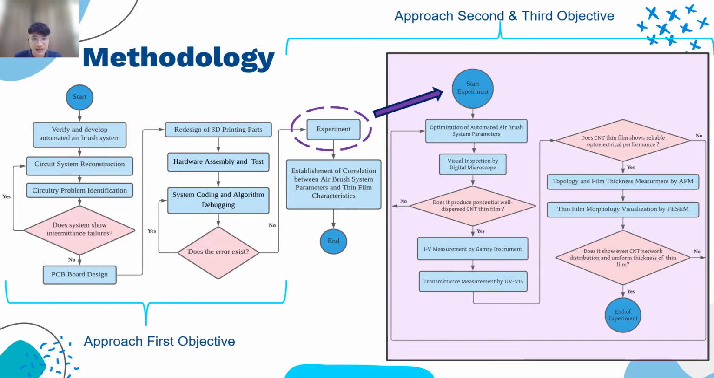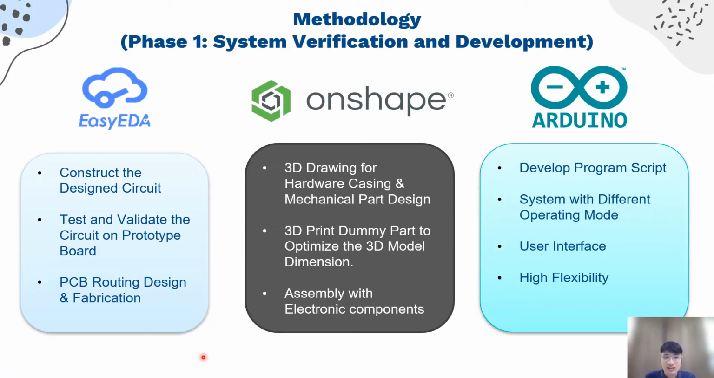shown in this slide. PCB routing design is developed through the EDA tools, while the 3D printer part or automated spraying machine is designed by using on-chip modeling software. The software is developed through the Arduino platform since the main controller used is Arduino Mega 2560.